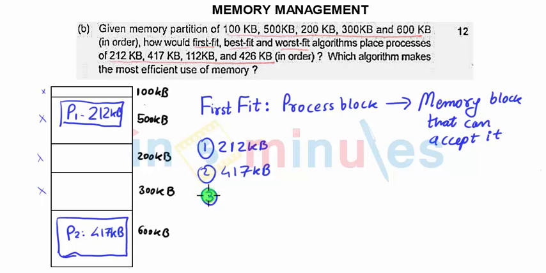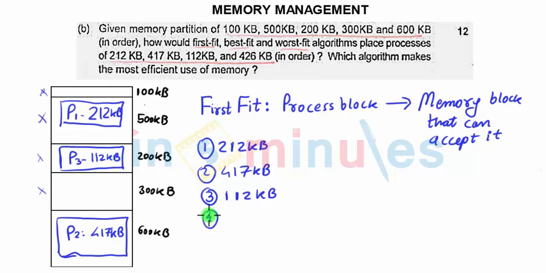Going for the third process, which requires only 112 KB. Let's go with it. The first one cannot take it, the second doesn't have space, the third one can fairly take it. So in 200 KB we will be fitting process 3 of 112 KB.